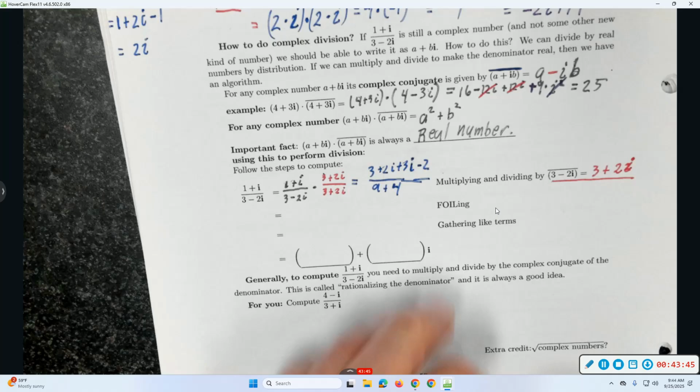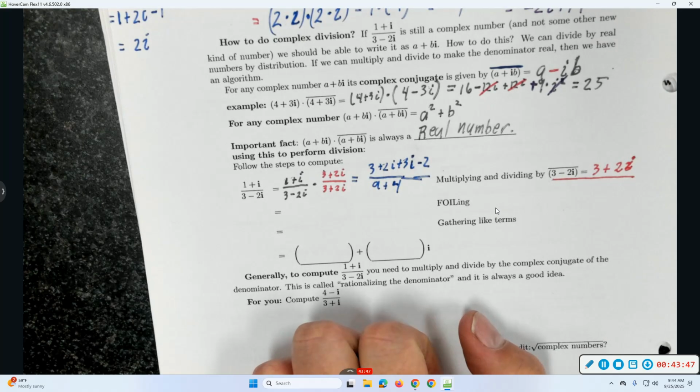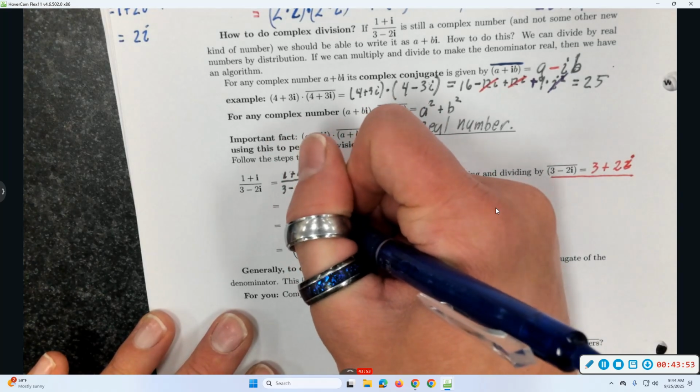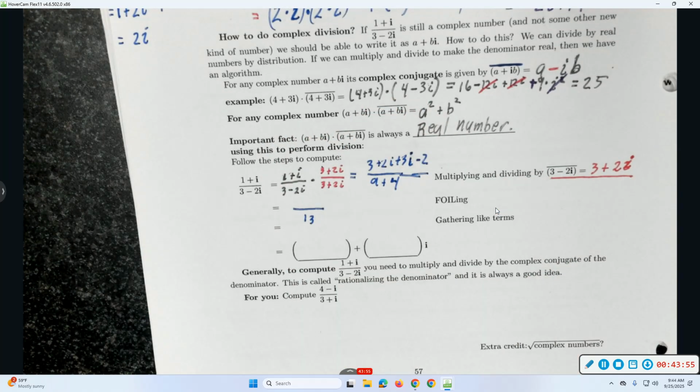There we go. Alrighty. So now, you already told me that the bottom is equal to 13. So let's replace the bottom with 13. Combine like terms in the numerator. What is it? 1 plus 5i. I hear a 1 plus 5i. Cool.